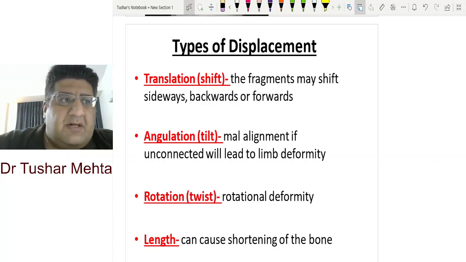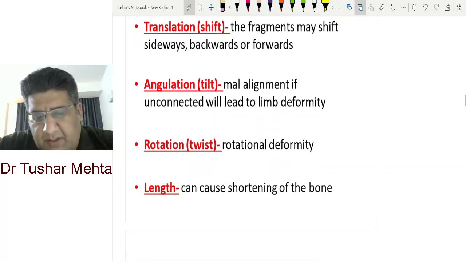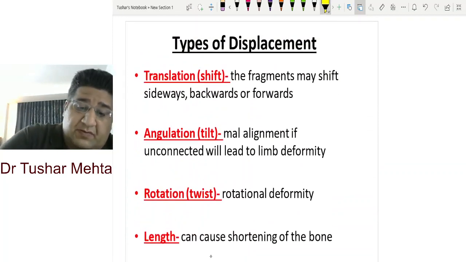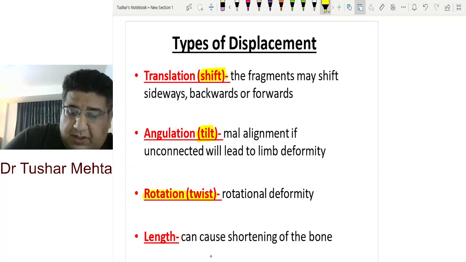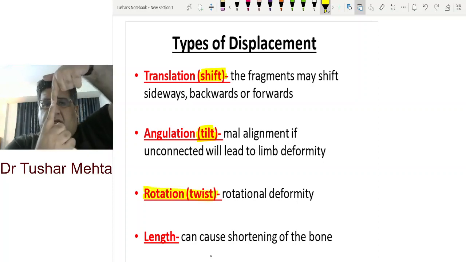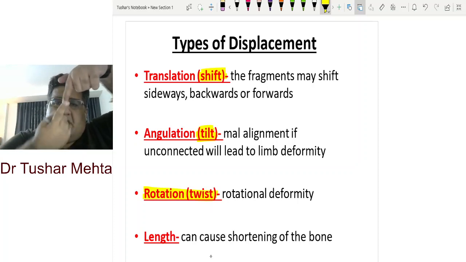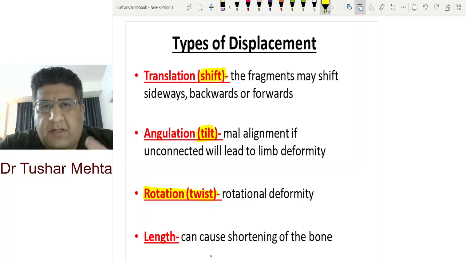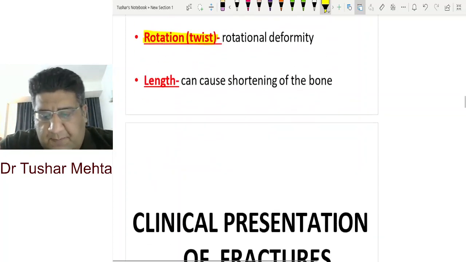So these are the different patterns of displacement that you should know. You should know the difference between a shift, a tilt, and a rotational twist. So I repeat again, this is shift, this is tilt, and this is twist. Are we able to understand this? It is very important for all of you to understand.